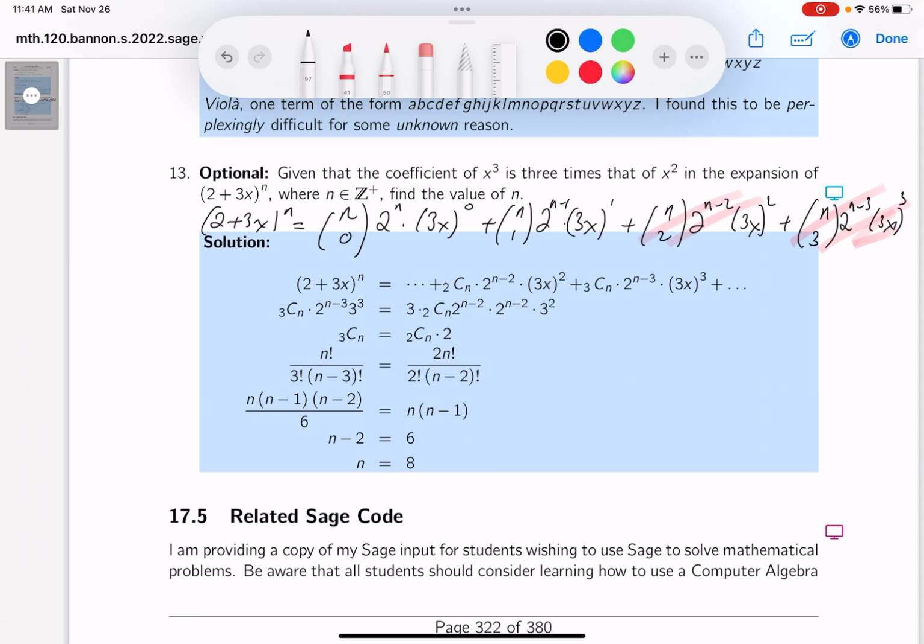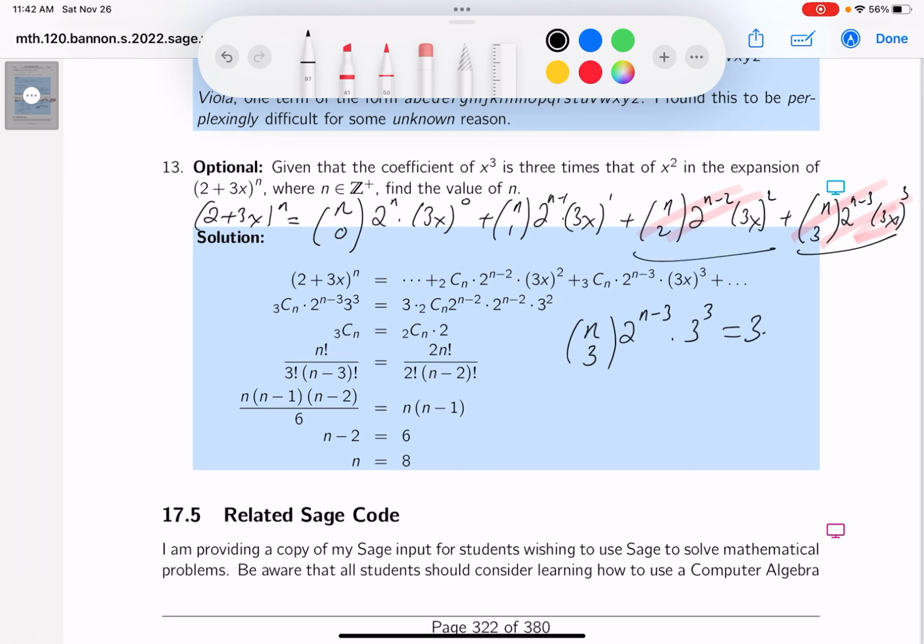So let's write this down. It says that the coefficient of the third degree term, let's write this down as C(n,3). This is the coefficient, 2 to the n minus 3 times 3 to the 3. That's the coefficient of the cube. And they say that's equal to 3 times the coefficient over here, which is C(n,2), 2 to the n minus 2, and that's 3 squared.